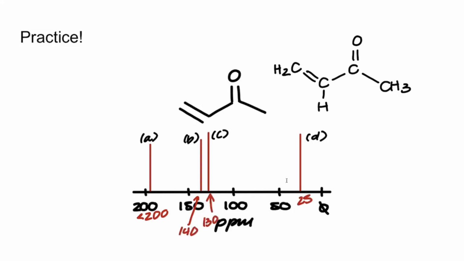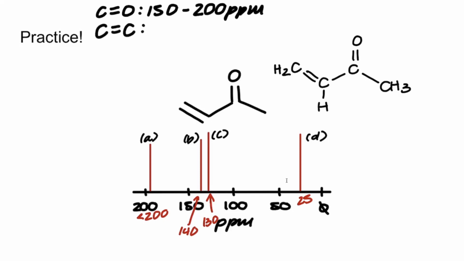And so once again, this would be an instance where you can reference your table. I will just give you the values though. C to O double bond tends to be 150 to 200 ppm. C to C double bond tends to be 100 to 150 parts per million. C to C single bond, just in case you're curious, like we talked about, generally anywhere from 0 to 50, depending on the source.